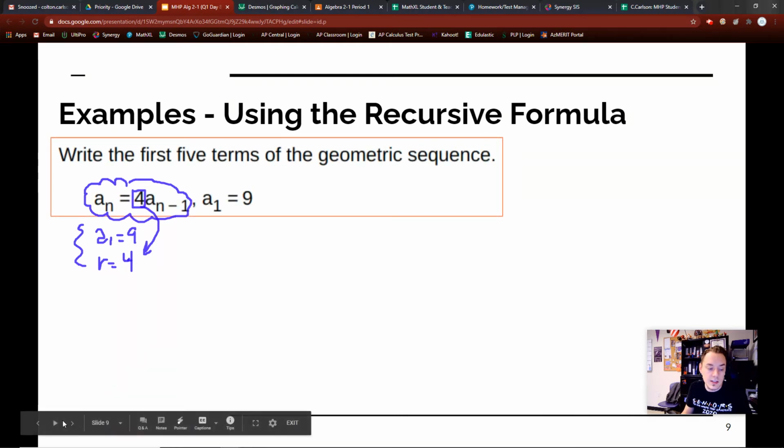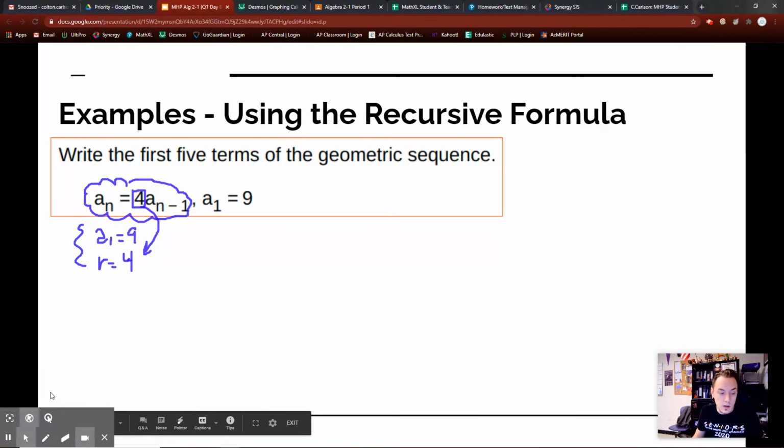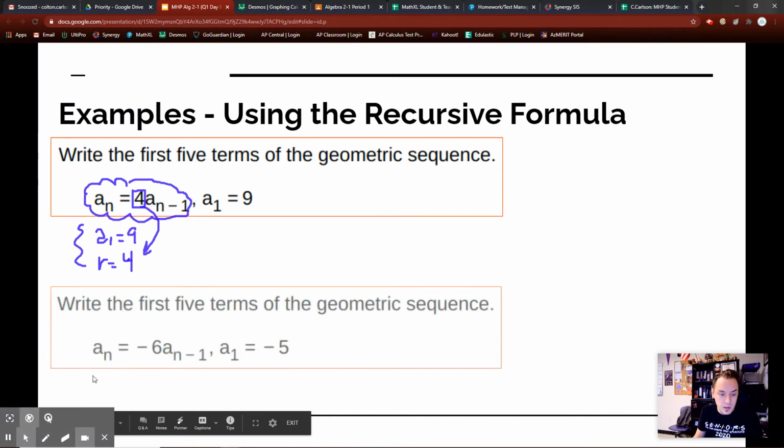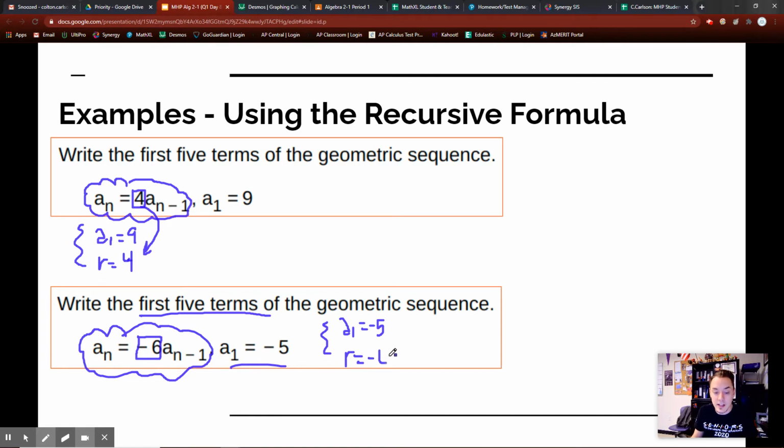So let's continue. Okay. Let's go through this one. I have the first 5 terms. I want to write the first 5 terms. I'm given the recursive formula for the geometric sequence and the first term. So a sub 1 equals -5. What is my common ratio? The common ratio is the same thing that I have here, this number. In this case, it is -6.